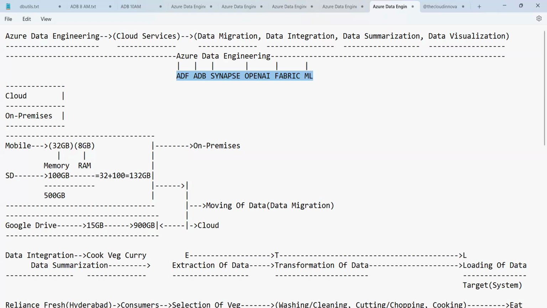When we talk about the class timings, you will have a standard timing of 7 a.m. every day. There will be no change in the timing. The timing will be 7 a.m. only.